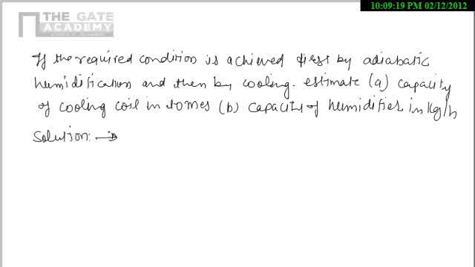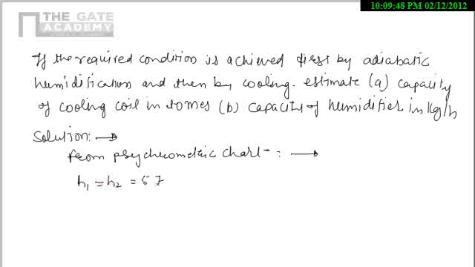So from psychrometric chart we can get the following details. But in GATE examination they will directly give the values. So right now I am taking from psychrometric chart. In psychrometric chart, H1 and H2 given 57, H3 it is 42.0 kilojoule per kg dry air.